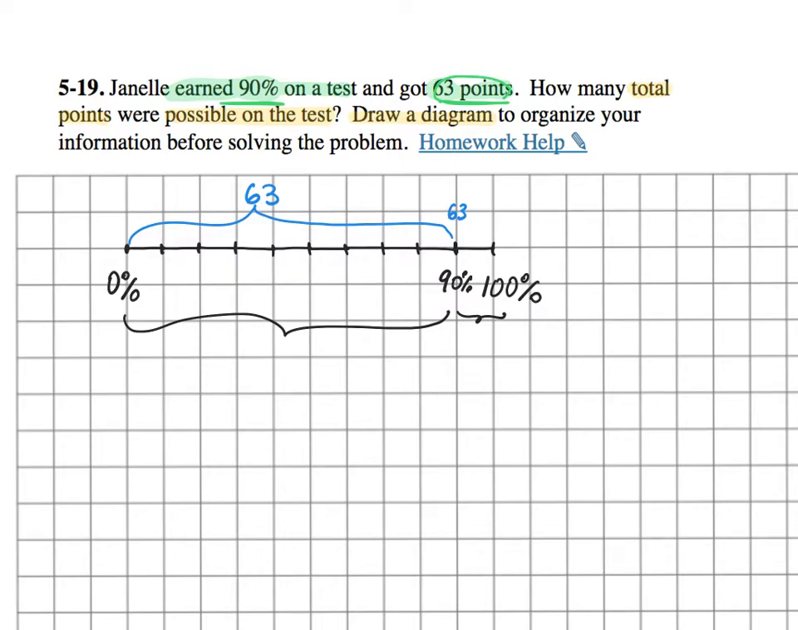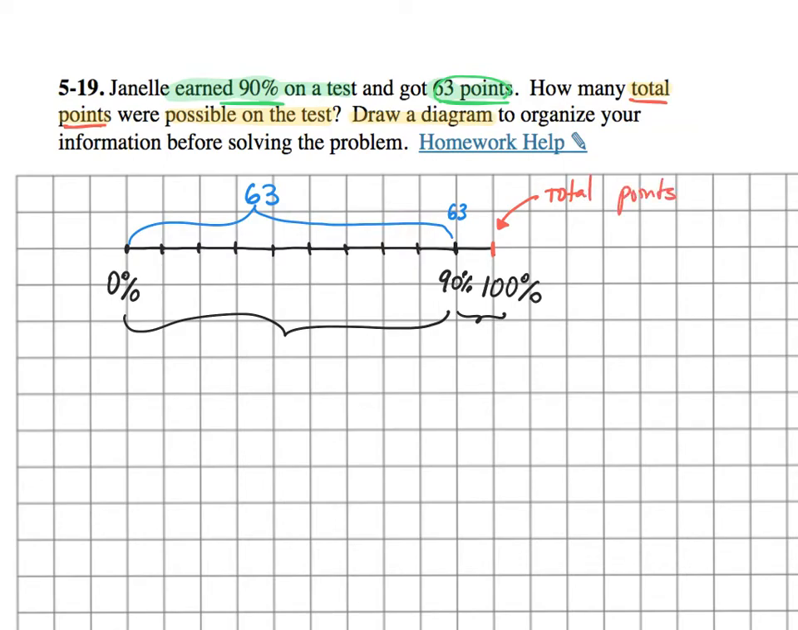So now that we labeled that, what are we actually looking for? Let's go back to the directions. How many total points? So total points is where we have that 100%. We're looking for all of it, or the location number for that 100%. So total points, that's what we're looking for.